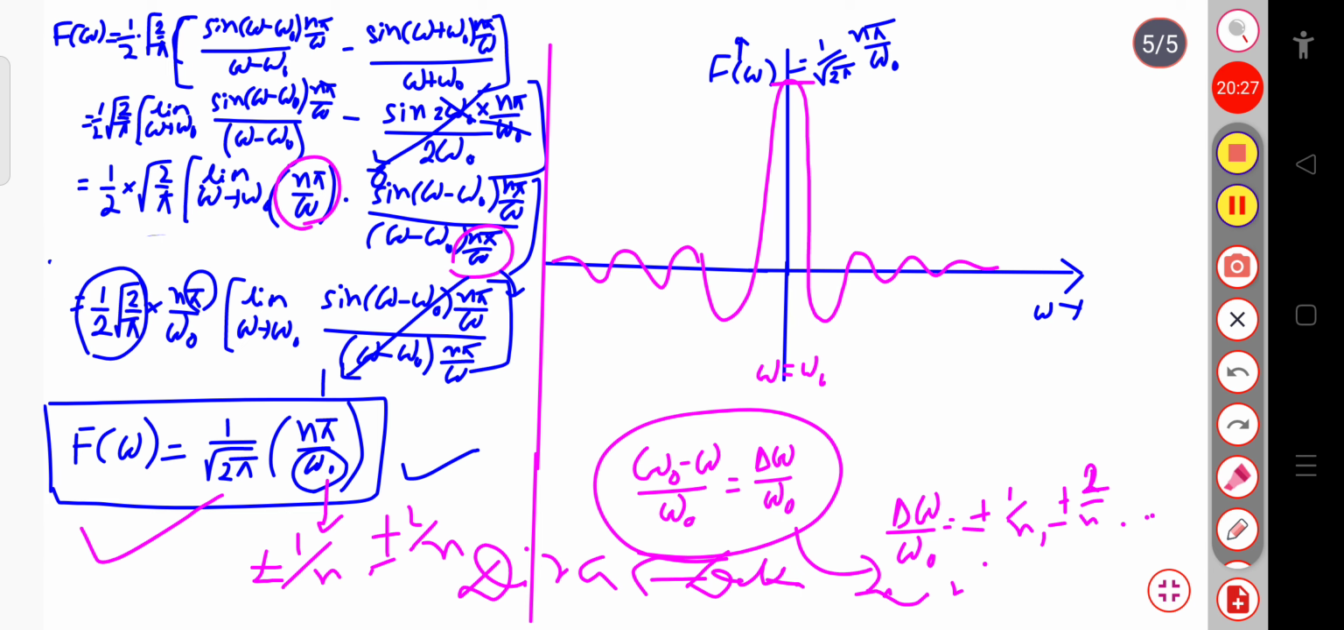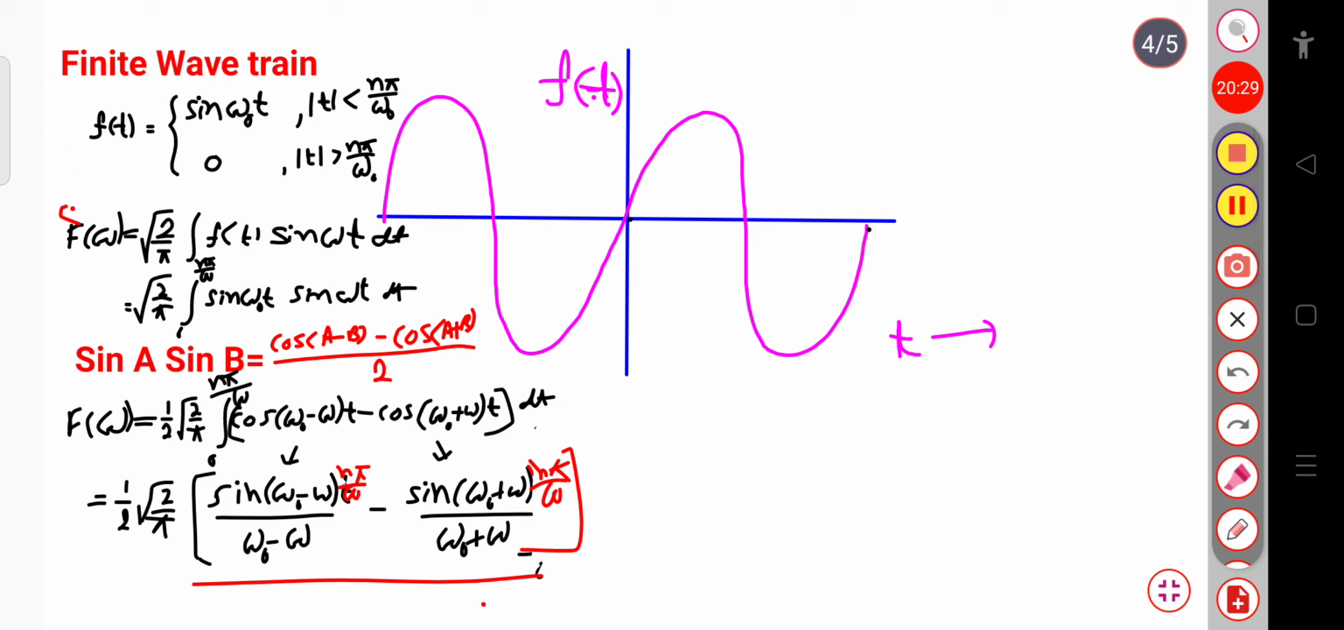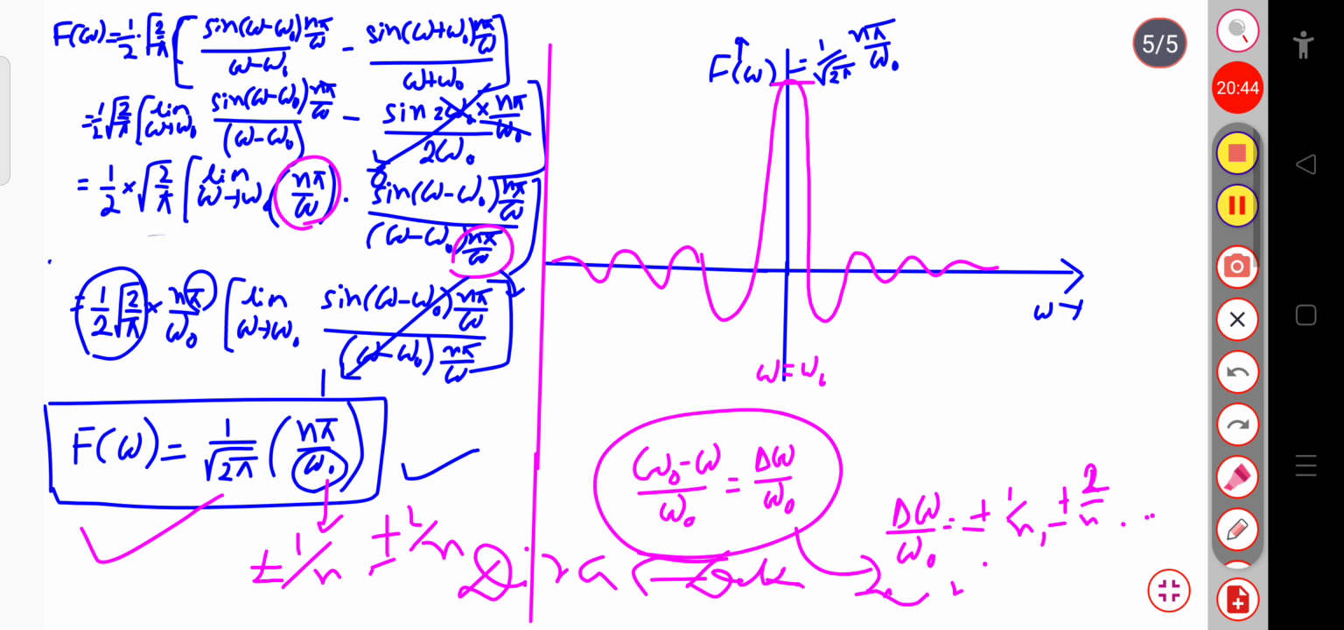So from this finite wave train, that is f of t equal to sin omega naught t when mod t is less than n pi by omega naught, and 0 when mod t is greater than n pi by omega naught, from this we have calculated the Fourier transform equation, that is f of omega equal to 1 by root over 2 pi into n pi by omega naught.